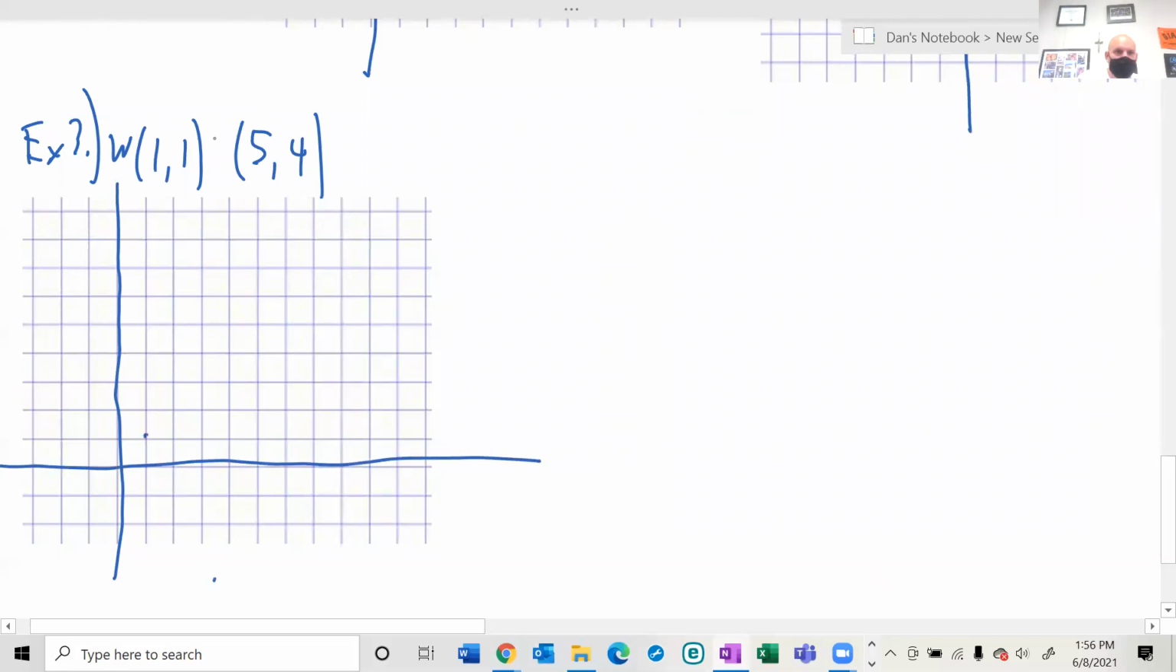Oh, I forgot to label the other one. We'll call it W, and we'll call the other one G. 1, W. To the right, 5: 1, 2, 3, 4, 5, up 4: 1, 2, 3, 4. Call this one G. Make a line.